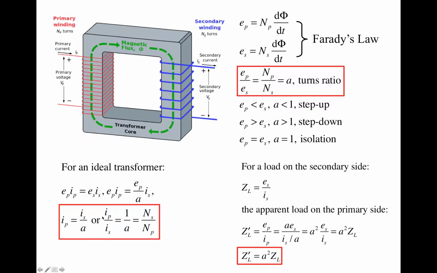And then there is a third relation. The third relation is about impedance. Suppose there is a load on the secondary side with the impedance ZL, which equals the secondary voltage divided by the secondary current. That's the impedance of the load on the secondary side. Then on the primary side, this load on the secondary side is going to appear to have a different impedance. And this apparent impedance, called ZL prime, is going to equal the primary voltage divided by the primary current.